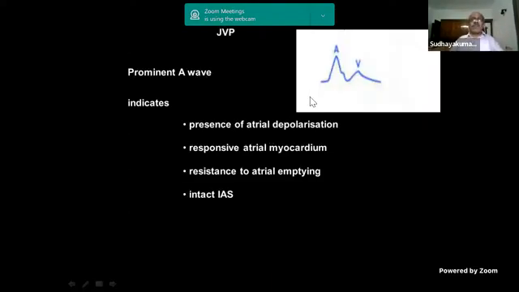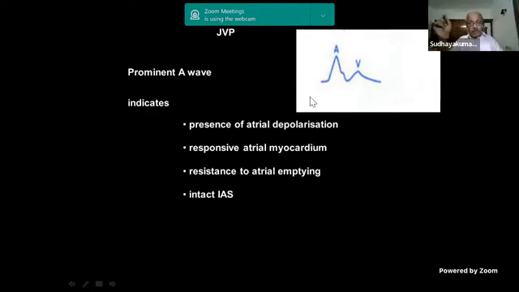Then, prominent A wave, the usual questions. What does it indicate? It indicates that there is atrial depolarization, electrical. Second, there is a responsive atrial myocardium. There again a question comes: where there is atrial depolarization, but the atrium is not contracting.